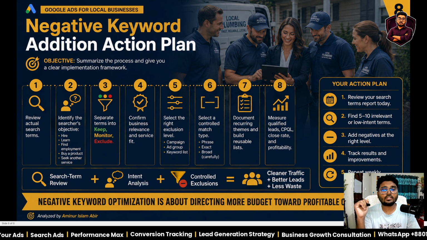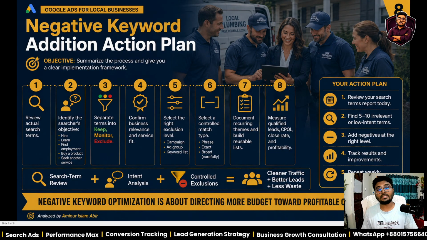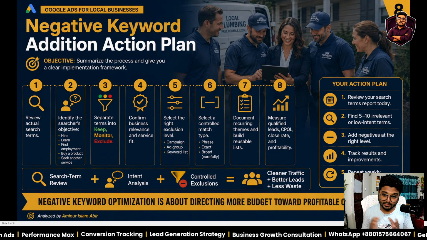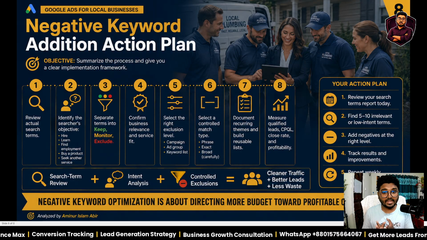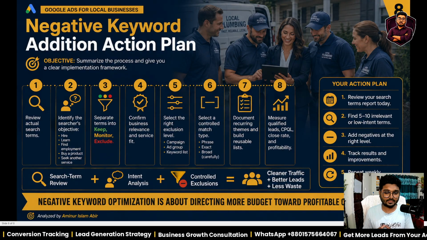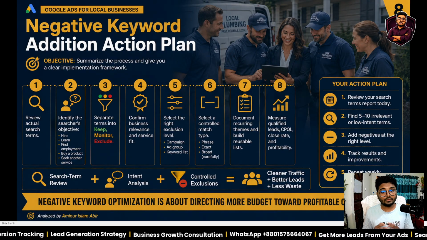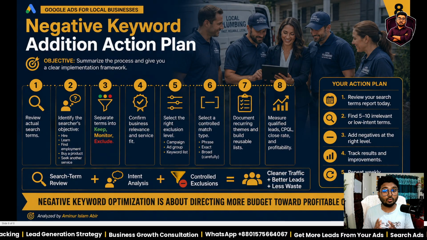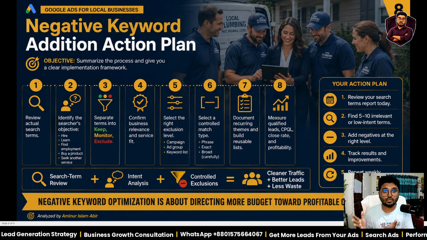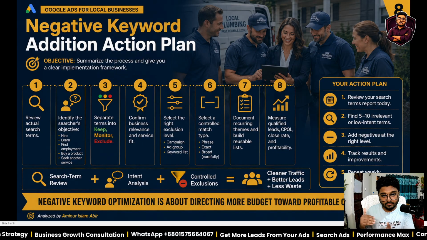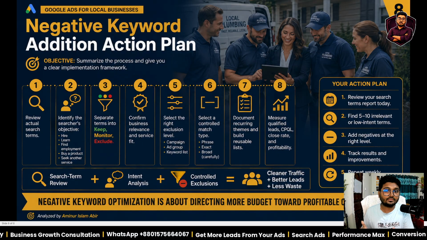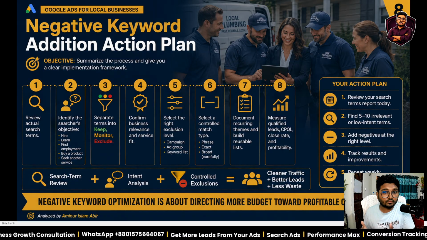The final framework is search term review plus intent check plus careful exclusion equals cleaner traffic, better leads, and less wasted budget. The goal is not to remove every uncertain search. The goal is to direct more budget towards searches that can become profitable customers. Remove irrelevant intent, protect the budget, and give valuable searches more chance to convert.